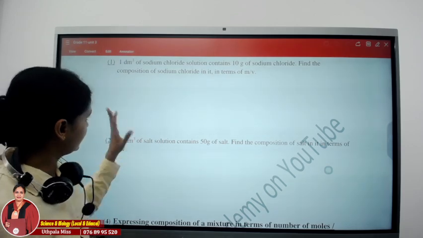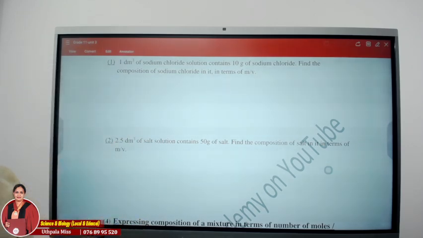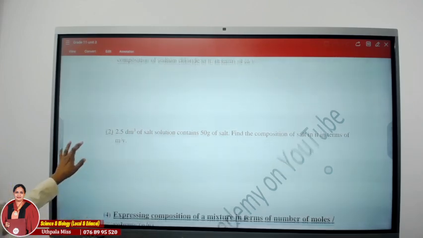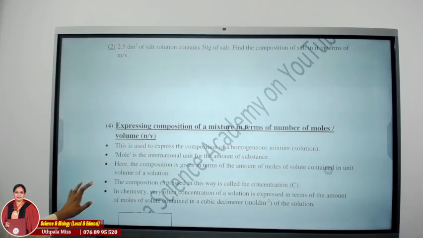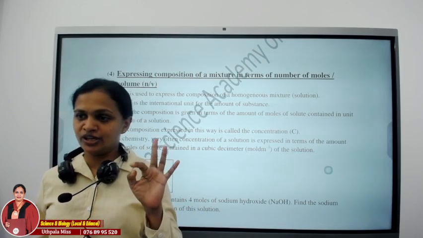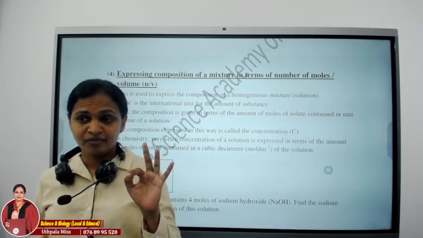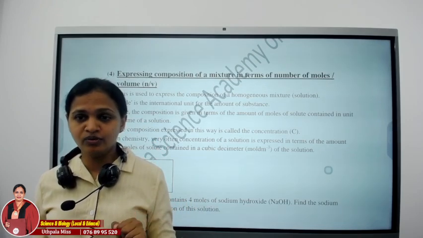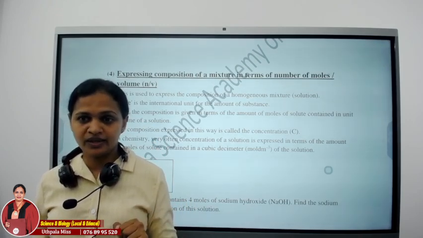Did I give these two for homework, or did we do them in the class? We did it in the class. Okay. So we had to start the fourth method. We discussed M over M, V over V, then mass over volume, M over V, right? These methods we have discussed.